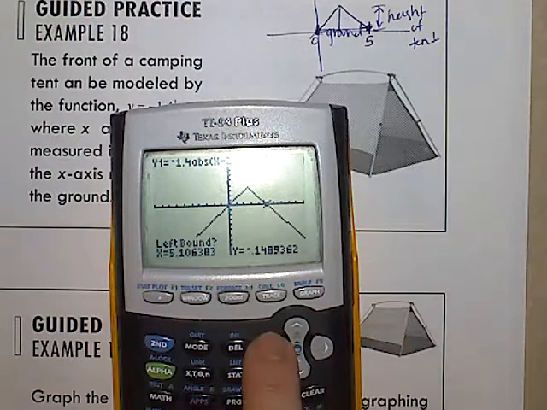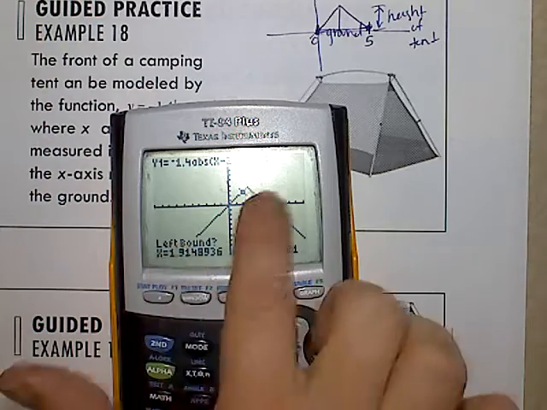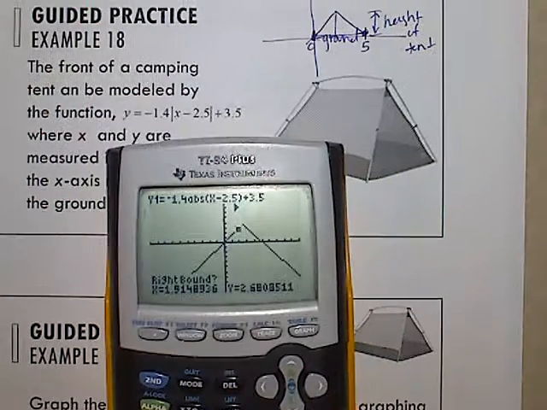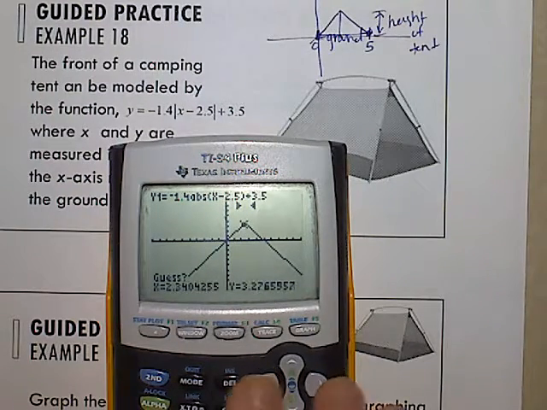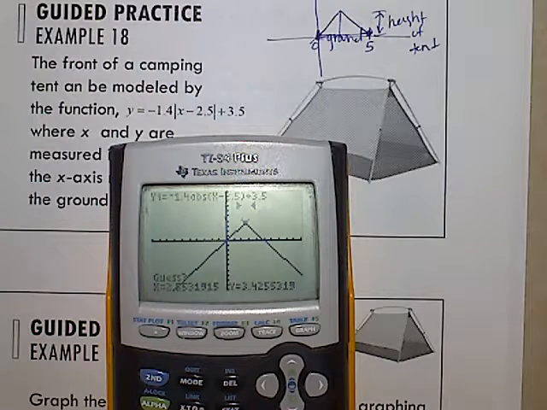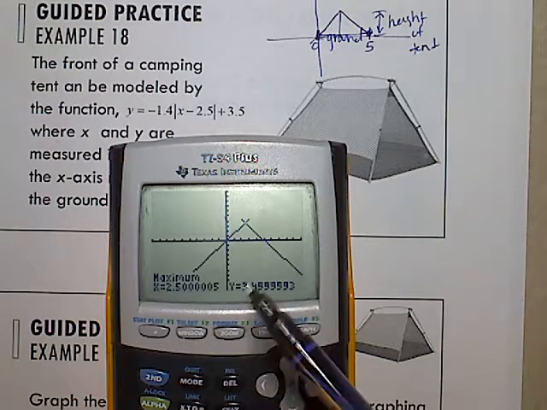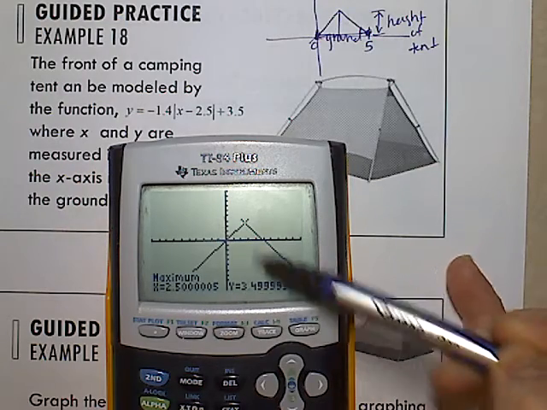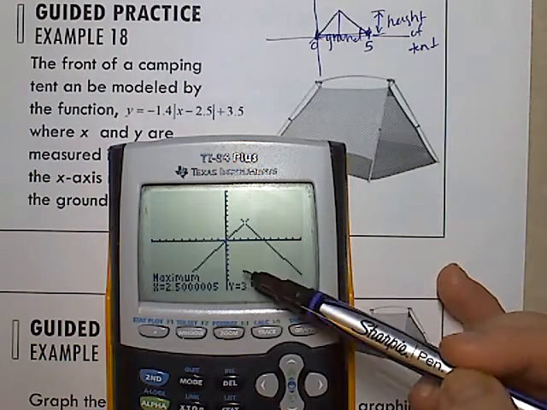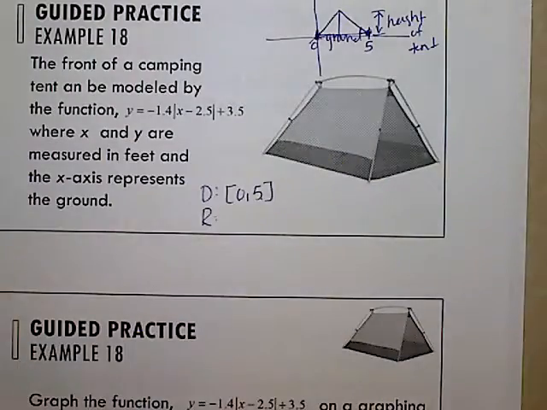Just like last time, we're going to go up to the very top point and we're going to follow the directions. Go left of the highest point and press enter. Follow the directions using the arrows. Go to the right of the highest point and press enter. And now guess where you believe the highest point is and press enter. So the height is the y value. The height is 3.5. Please try that with your partner right now as I write this down. Go ahead.